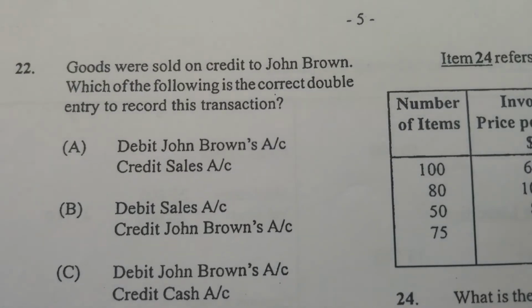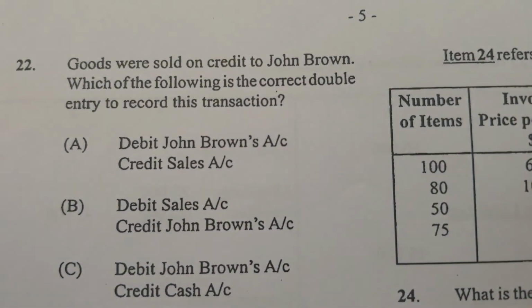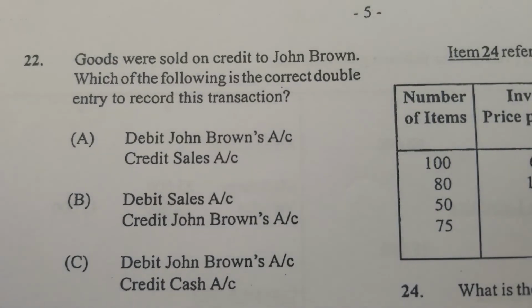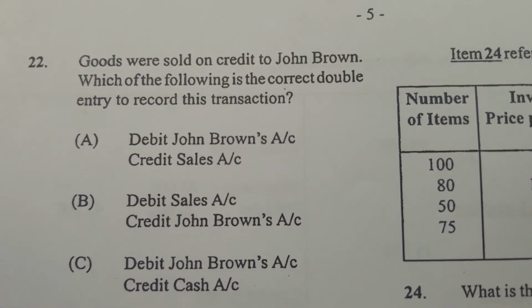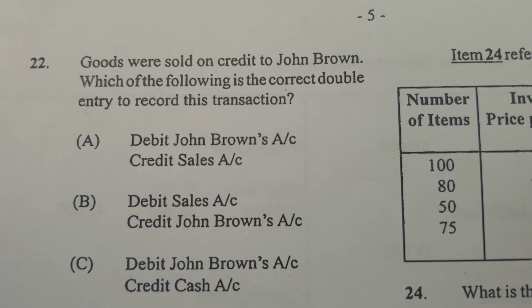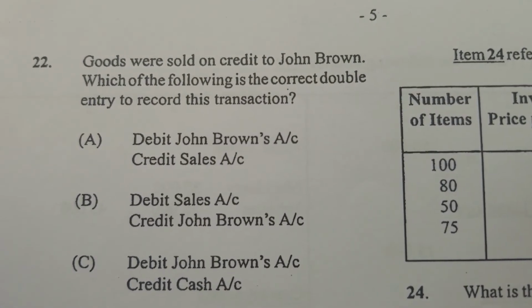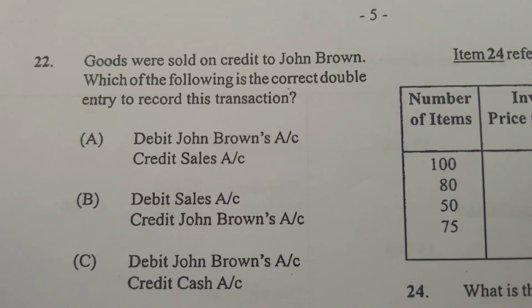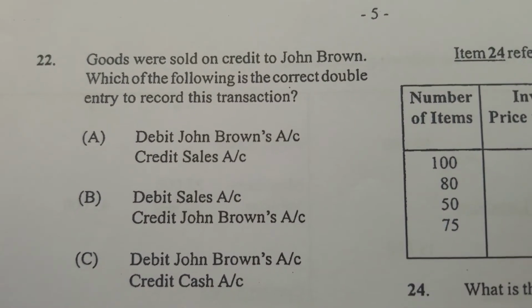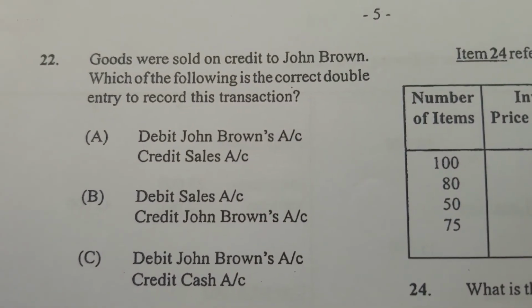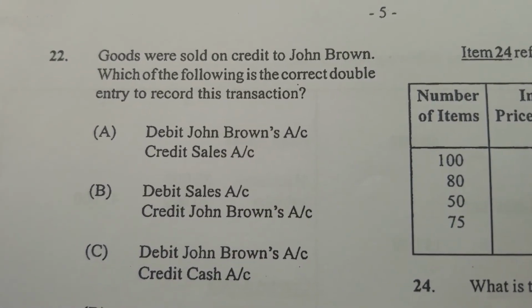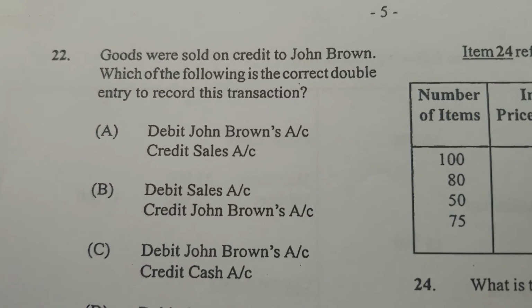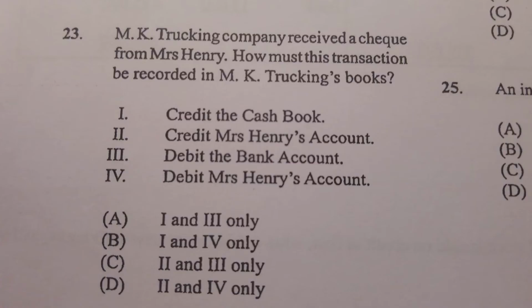Question 22. Goods were sold on credit to John Brown. Which of the following is the correct double entry to record this transaction? Goods were sold on credit to John Brown. John Brown is receiving, so we should debit John Brown's account. So A is the most appropriate answer: debit John Brown and credit sales account.